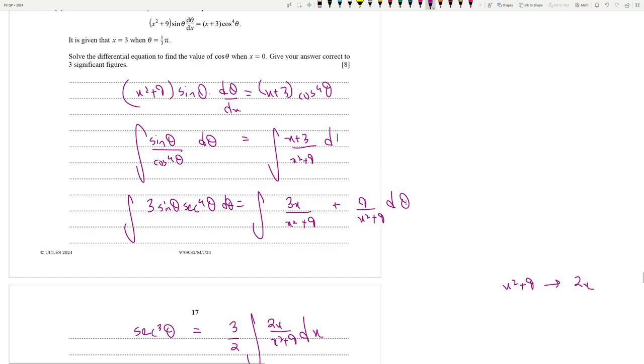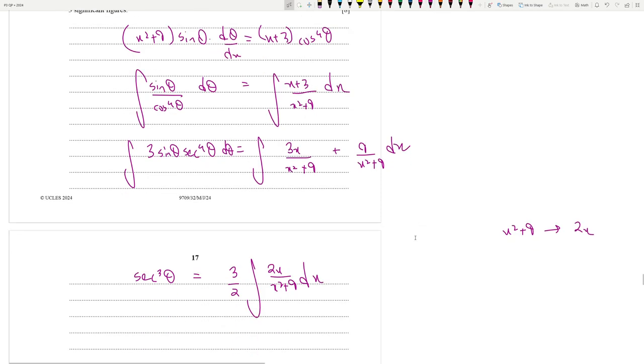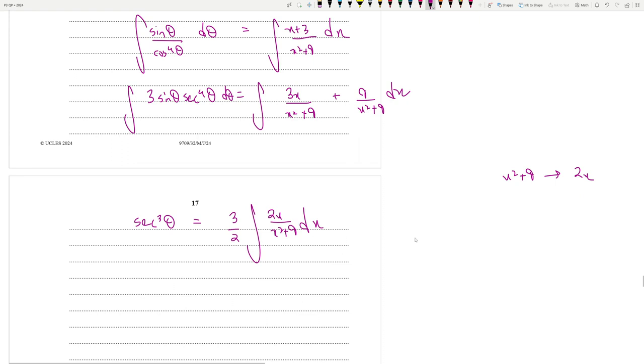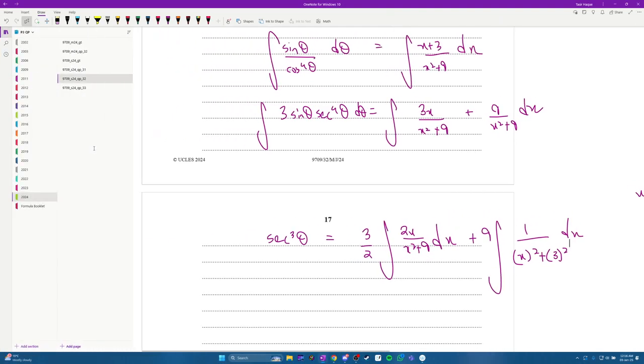Dx on this side. Dx. Okay, there you go. And for this, what should it be? This is the one for tan inverse. So I take the 9 out and I write this as x square plus 3 square dx. What am I using? I'm essentially using this, okay?